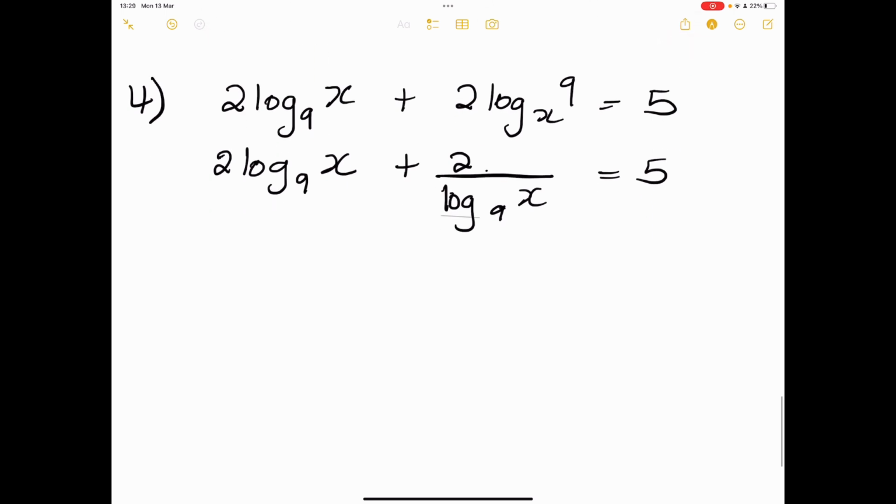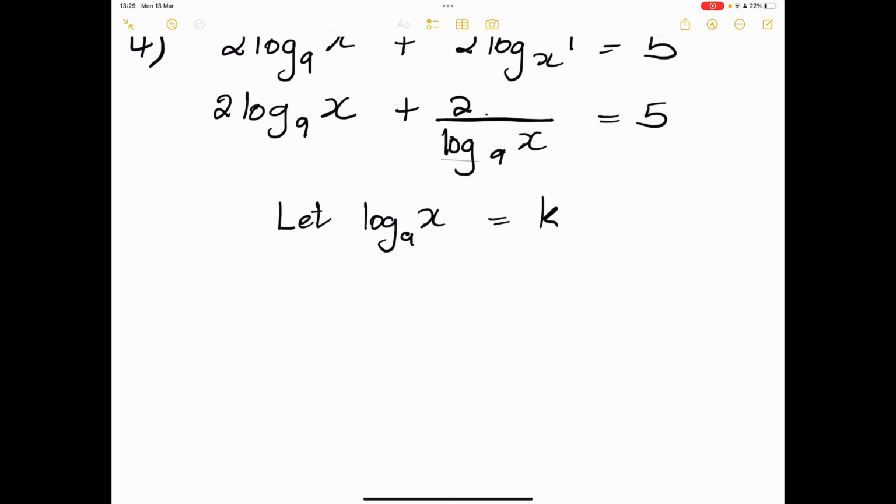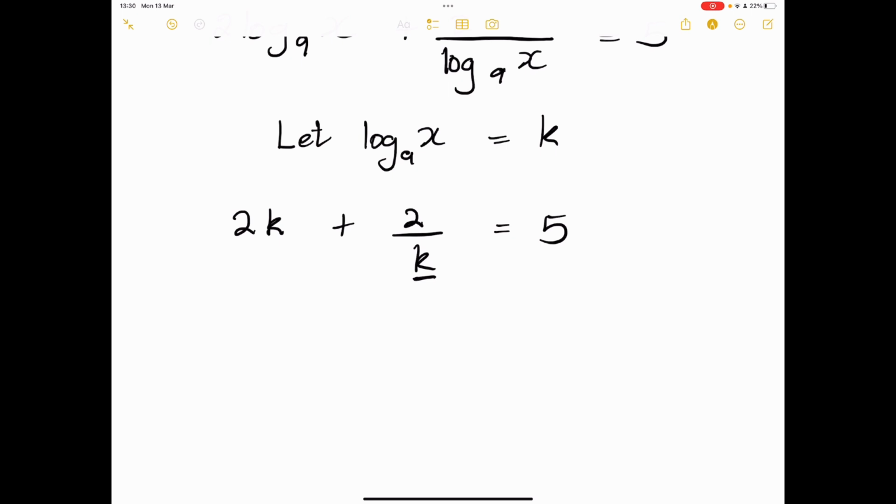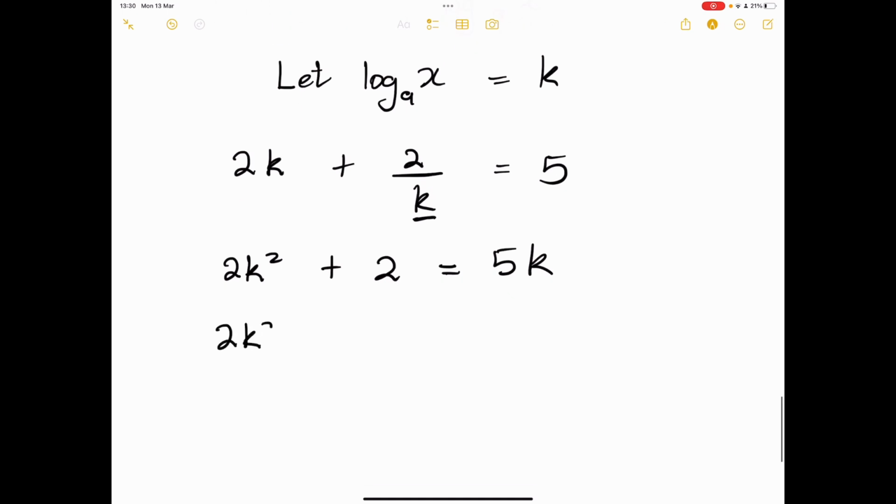So I'm going to again allow that we say let the log of x with a base of 9 be equal to k. So that becomes 2k plus 2 over k, which is equal to 5. Multiply everything by the lowest common denominator, which is k. 2k times k will be 2k squared, plus 2 over k times k will give me 2, which is equal to 5k. So that's 2k squared minus 5k plus 2, which is equal to 0.